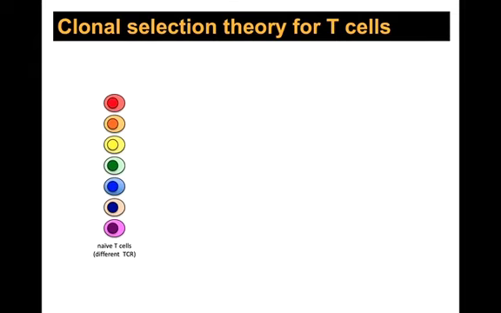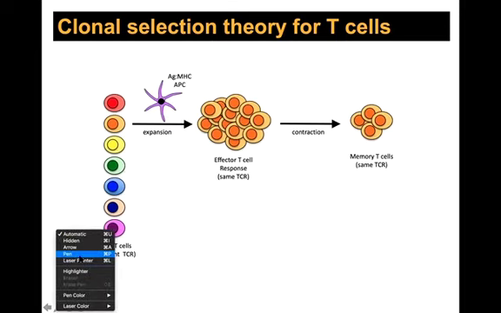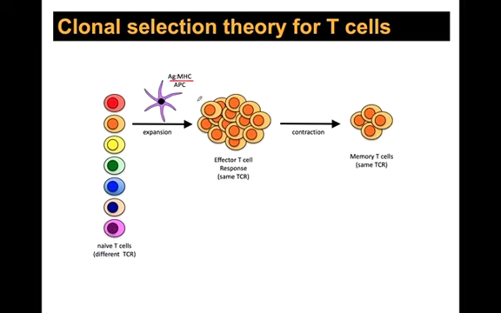Okay, so if we go back, all of these different colors of T cells basically mean they have a different T cell receptor, so they're specific for some antigen. And so when they get activated on a professional antigen-presenting cell, here are our antigen MHC complexes on the surface of this dendritic cell. They undergo proliferation and differentiation to form effector T cells.